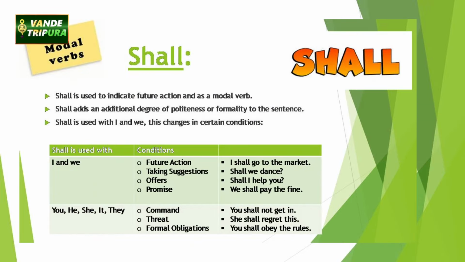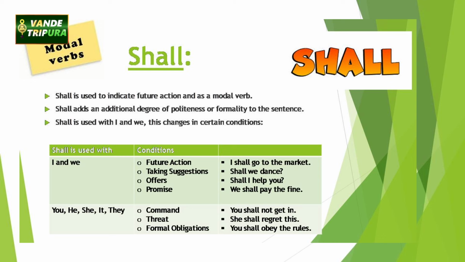Now next comes shall. It is the most common modal we use in a formal situation. Shall is a word, among all the modals that we commonly use, that I am talking about. Still, among all these, shall is the most formal word. So see, shall is used to indicate future action and as a modal verb. So the very basic concept about shall is that it indicates the future action.